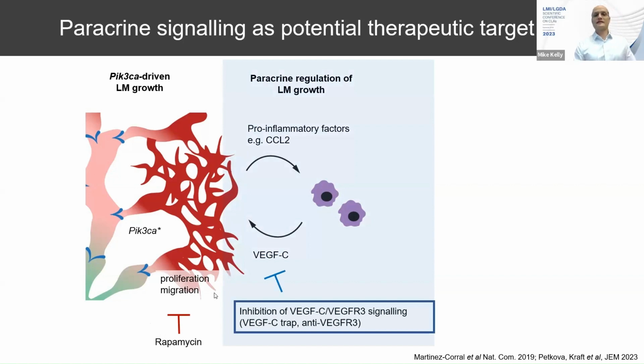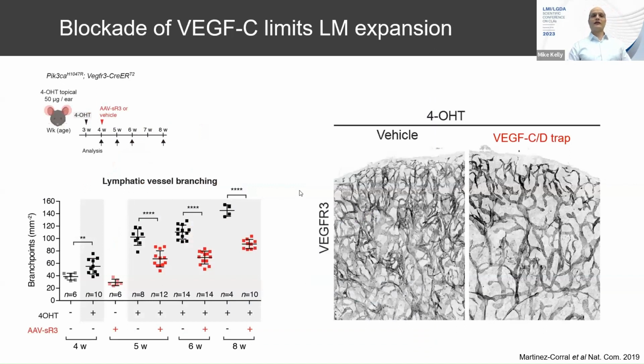We therefore first assessed if we could inhibit, for example, VEGF-C. To inhibit VEGF-C, we used an adeno-associated virus which encodes a soluble VEGF receptor 3, which traps VEGF-C ligands in the interstitial space, often referred to as a VEGF-C trap. We induced the animals at 3 weeks of age, injected the virus at 4 weeks, and followed these animals over 5, 6, 7, and 8 weeks. We could observe that trapping VEGF-C in the interstitial space limited lymphatic malformation growth over all time points analyzed.